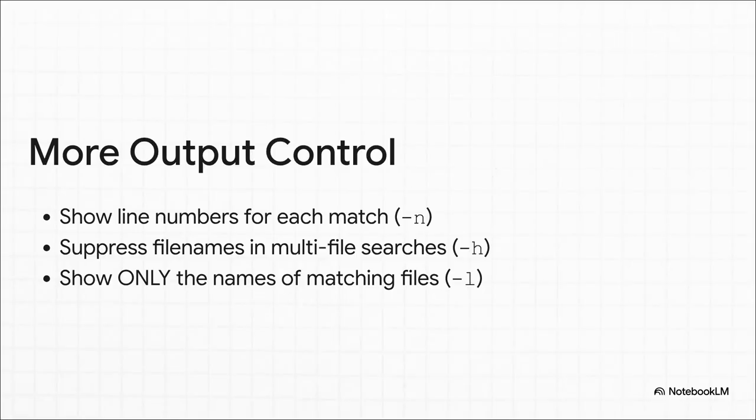And that control doesn't stop there. What if you need to know the exact line number where your match showed up? Or what if you're searching a bunch of files at once and you want to hide the file names in the output? Even better, what if all you want is just a list of the names of the files that have a match inside them?